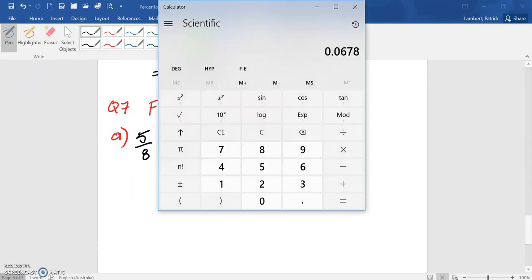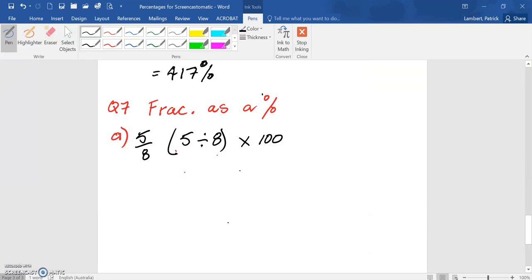So if we go to our calculator, 5 divided by 8 equals 0.625, multiplied by 100. And multiplying by 100, we shift the decimal point 2 places across to the right. So then that becomes 62.5%.